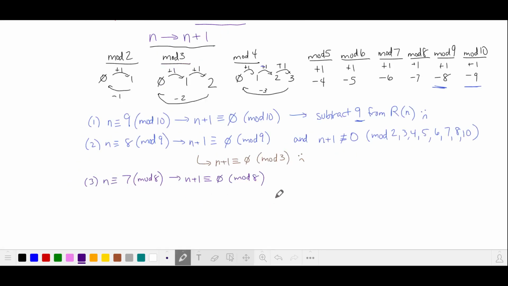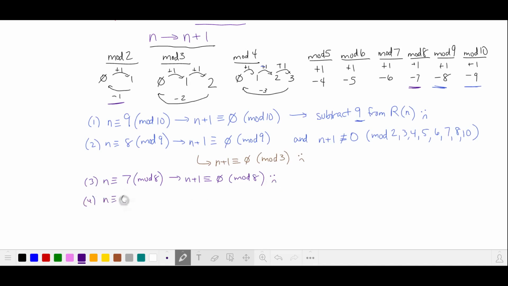Let's try the case where n is 7 more than a multiple of 8. This means n plus 1 is a multiple of 8, which means we lose 7 from our remainder sum. We have to make up for that with the plus 7. 1, 2, 3, 4, 5, 6, 7, 8. We can't do that. If we also get a minus 1 here, that's a minus 8, and then making up for that, 1, 2, 3, 4, 5, 6, 7, we're not going to be able to balance that. So this case fails.